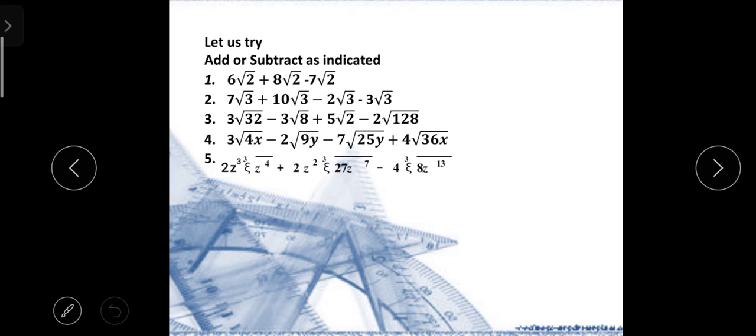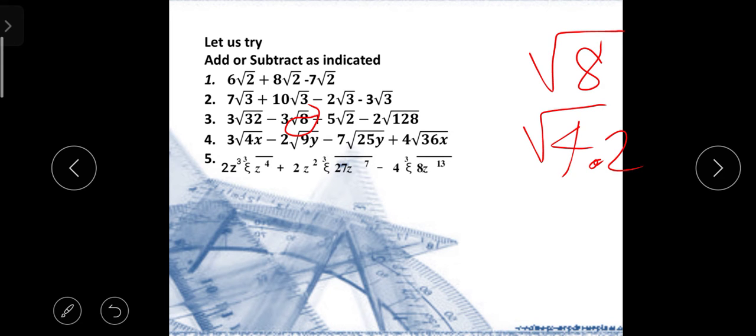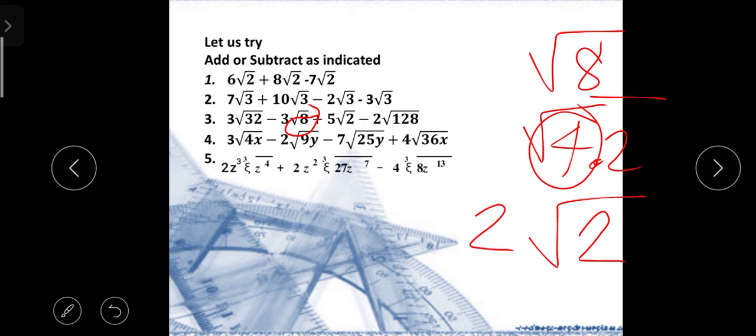Second term, anong factor ng 8 na merong perfect square at makakakuha tayo ng square root of 2? So that is 4 times 2. Okay? So si square root of 8 magiging square root of 4 times 2. So yung perfect square, ilalabas natin. Ang maiiwan ay yung hindi perfect square na 2. So, magiging 2 square root of 2.